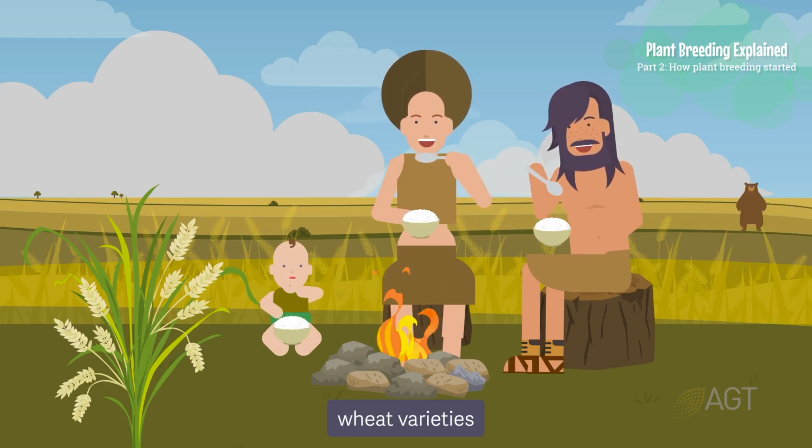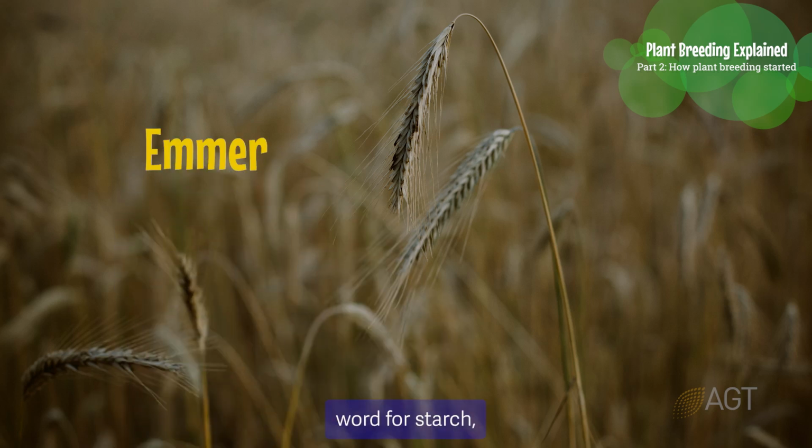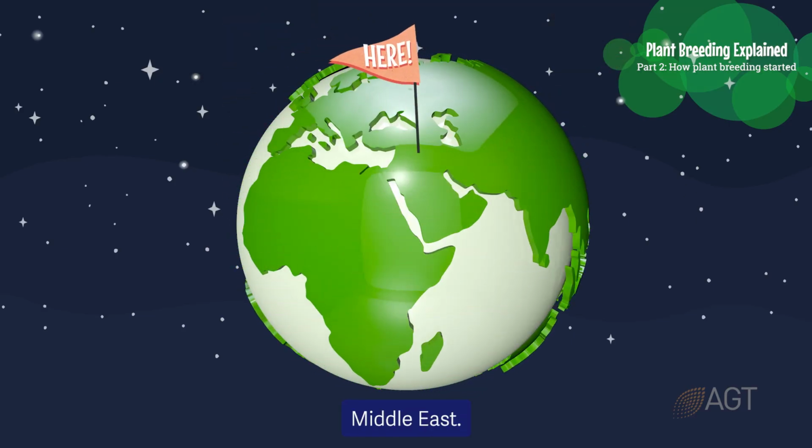One of these wild wheat varieties is now referred to as emmer wheat, from the Latin word for starch, and it grew in the region we call the Middle East.